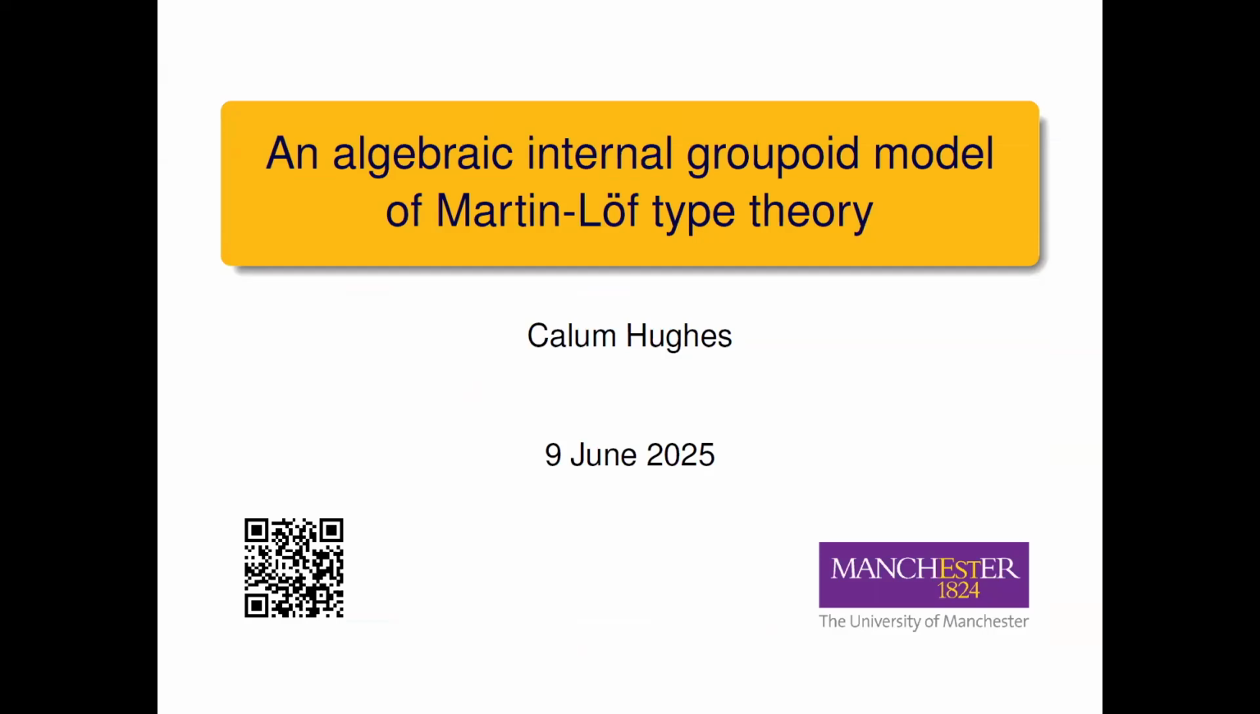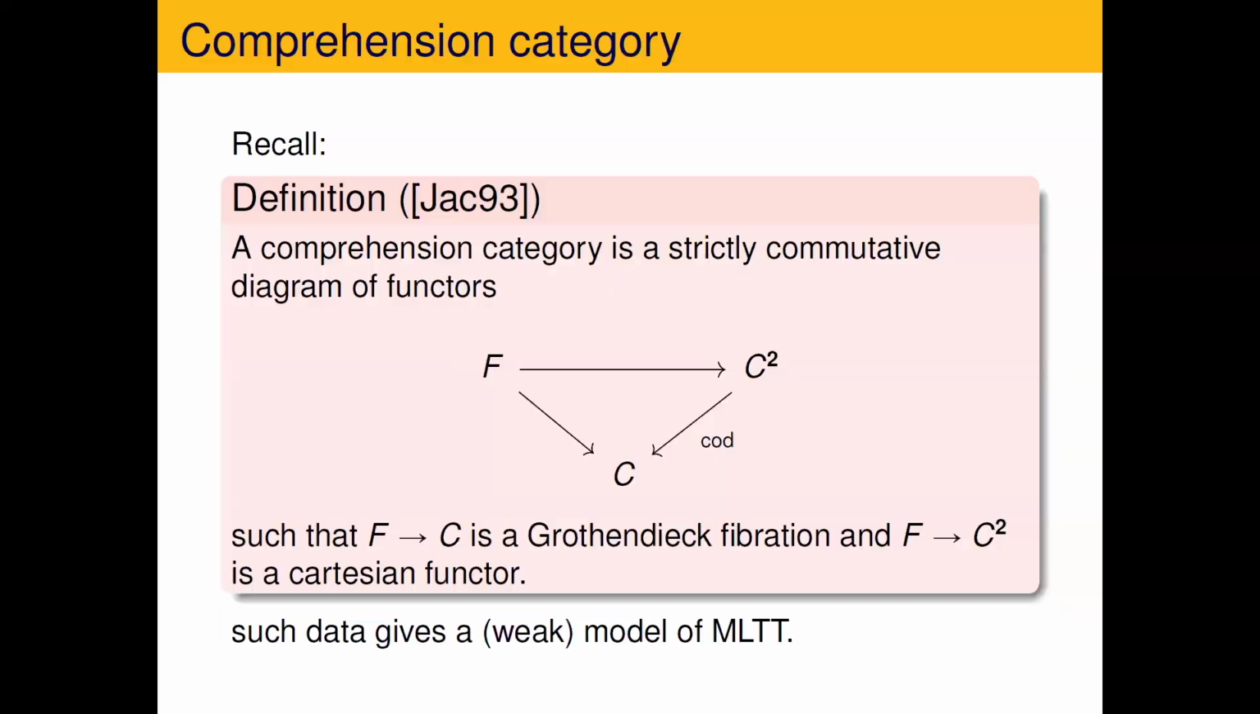Okay. So yes, I want to be presenting today a version of Hofmann and Streicher's groupoidal model of Martin-Löf type theory, which has an additional algebraic flavor, and can also be done in internal groupoids rather than just set-based groupoids. So when I say model of Martin-Löf type theory, I mean comprehension category, which luckily Nusha spoke about a little bit, so I'm not going to talk too much about this.